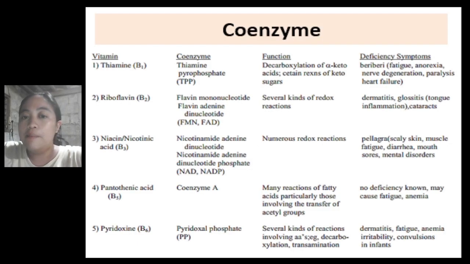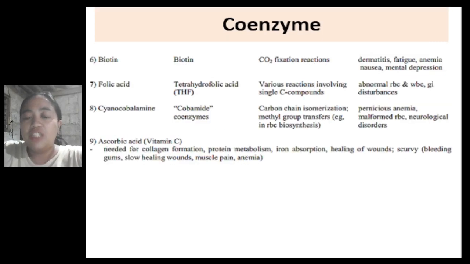So here are some of the common coenzymes. You can see almost all of these examples are vitamins like vitamin B1, B2, B3, B5, biotin, folic acid, ascorbic acid, vitamin C. So those are small organic molecules that are called coenzymes, and they activate the apoenzyme.